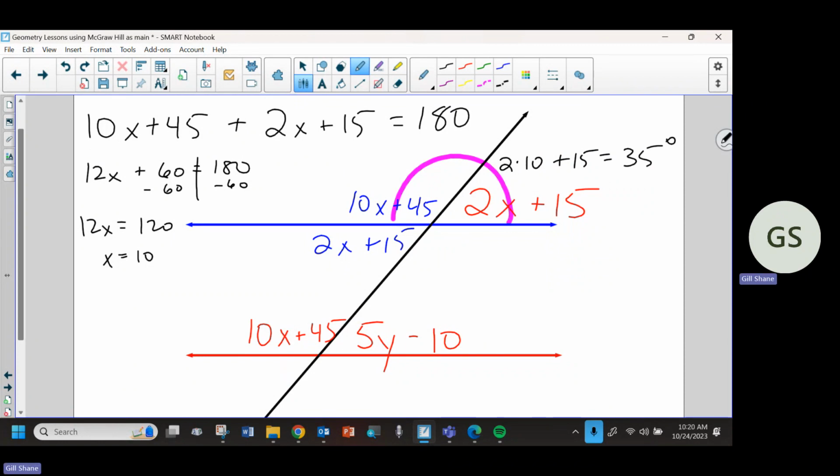So I don't need this anymore. I know what that angle is. I don't want variables if I can help it. I'd rather get rid of it. That's why we try to solve. So that angle is 35 degrees.